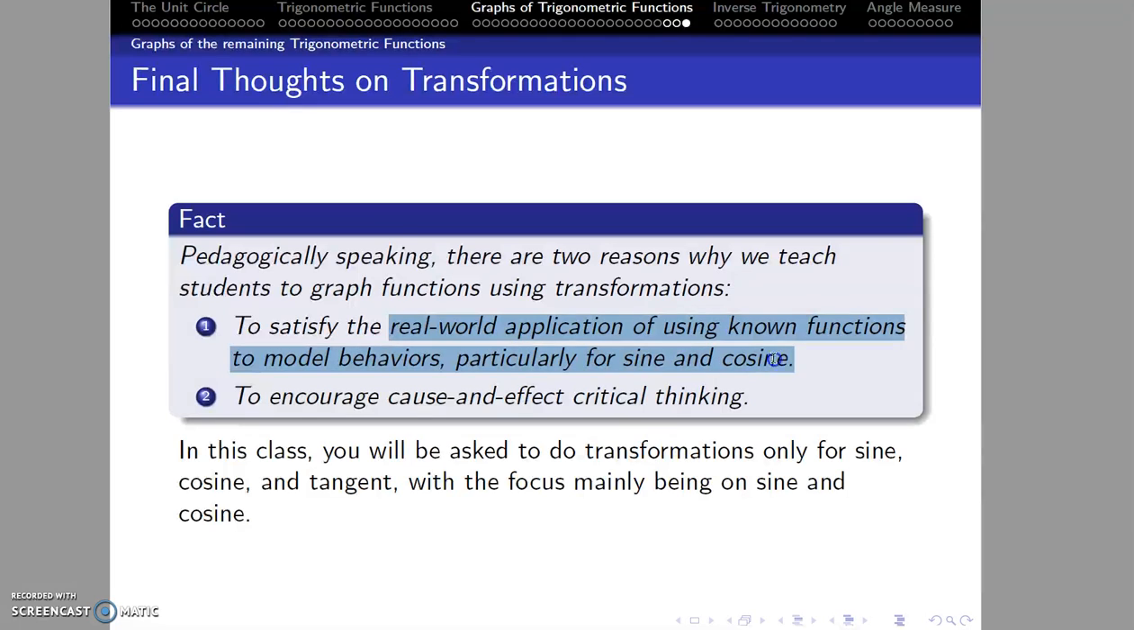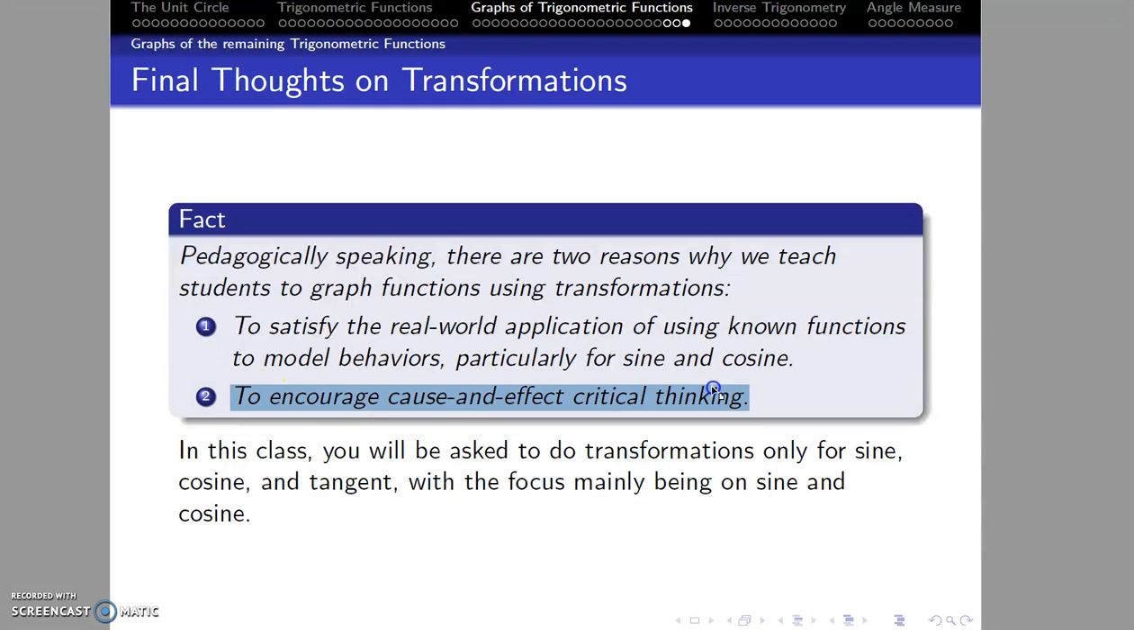We take real-world problems, real-world applications, and we use known functions to model those phenomena. Usually sine and cosine, but tangent can be done with that as well. And so, from that perspective, we go over all these transformations so you can do exactly that. The other reason, to be more abstract, is we want you to think about what changes are affected by certain differences of functions. So how does this change affect my function? What is the effect of this cause? What is cause and effect going to work out to be? That's why we do this.